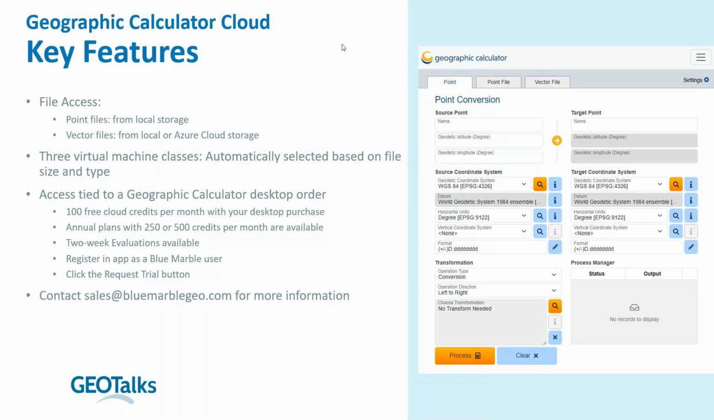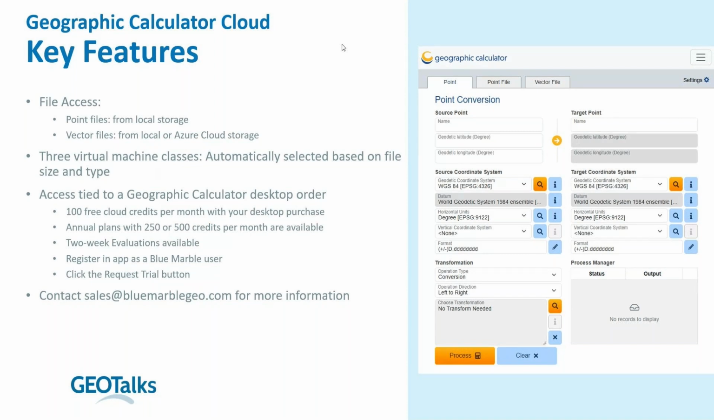Within this, there are 2-week evaluations available as well. So anybody can jump right in here, request an eval, and start using the site. The process is basically registering as a Blue Marble user on the website. So if you've done something like downloaded software from us before, or if you've registered as a website user when licensing the software, if you're maybe part of a network license or something like that, you already have a Blue Marble user account.